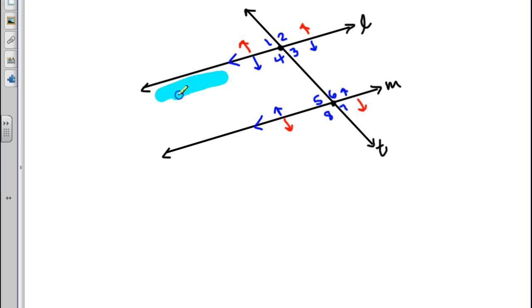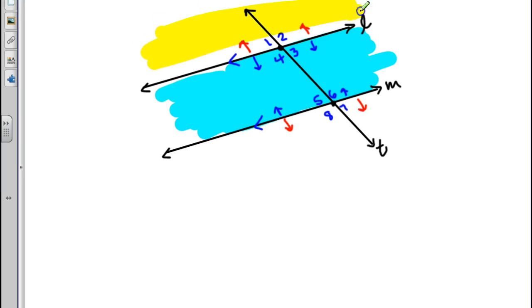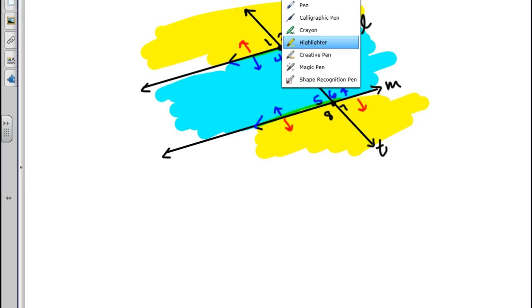So let's get some blue going here. Inside the parallel lines, all of these angles in here are interior angles. 4, 3, 5, and 6, interior angles. The yellow angles will be exterior angles. So 1, 2, 8, 7, exterior angles outside the parallel lines.